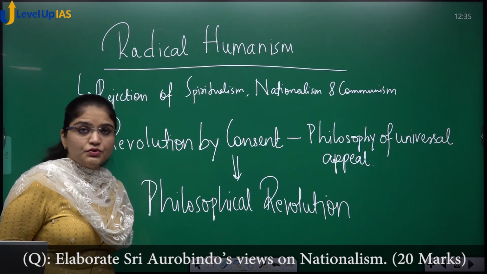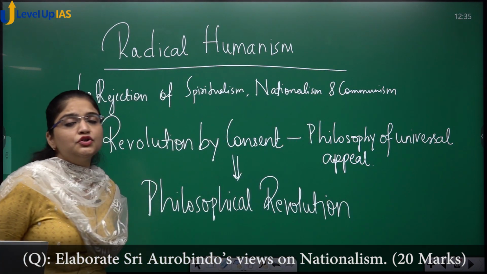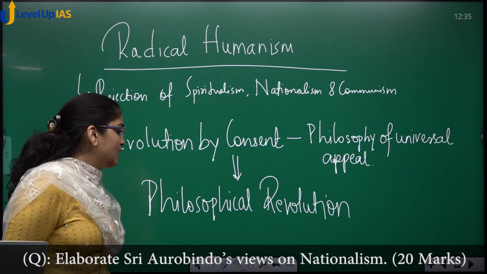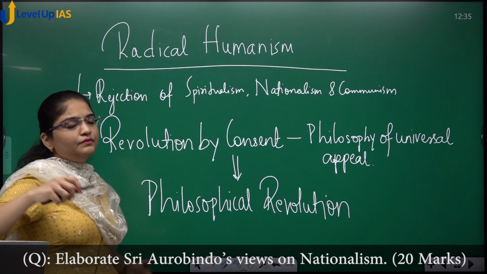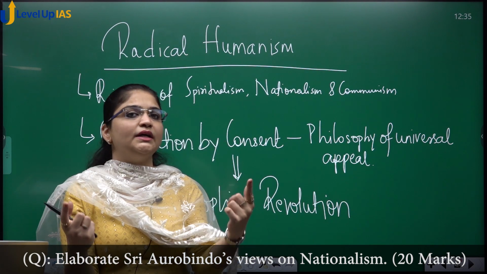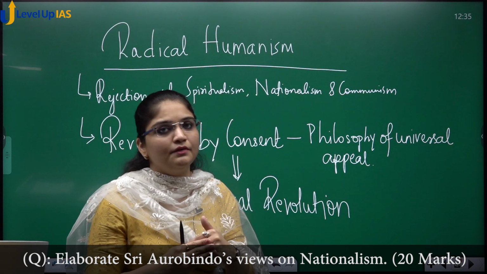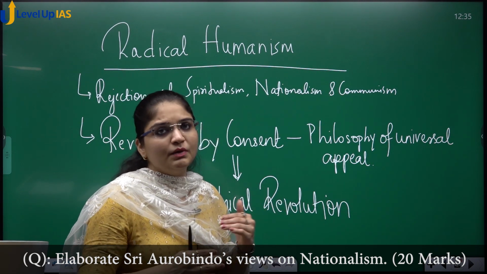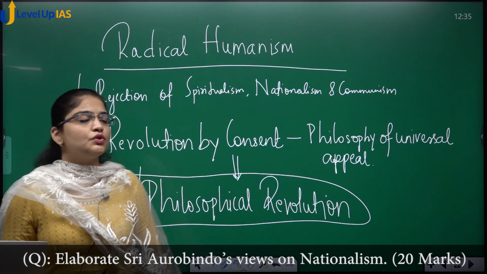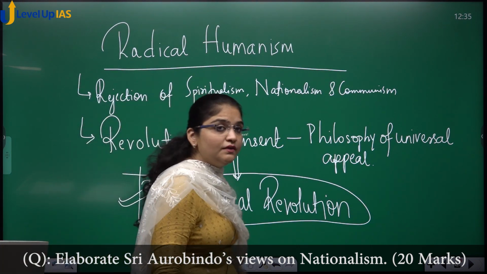Then he says that any revolution that we are seeking to bring should be done by consent and philosophy, and it should have a universal appeal. It should not be pleasing only a few sections. When he says it is a philosophy of universal appeal, he means that to bring a revolution we have to bring it at the level of the mind. So any revolution first has to be at the level of the mind of the individual, at the level of philosophy itself. When we bring in a new philosophy, then implementation of that particular idea or revolution becomes easier. So the aim of Roy is that he wants to bring about a philosophical revolution in the very first sense.